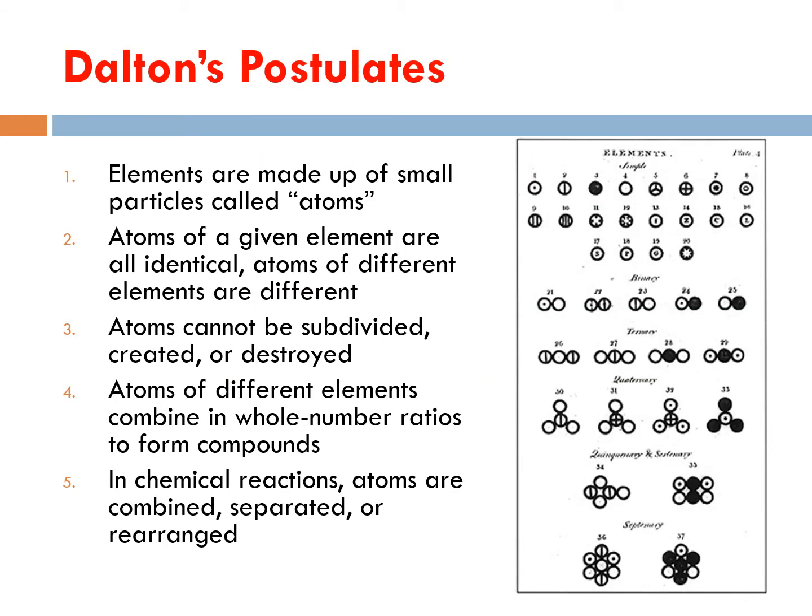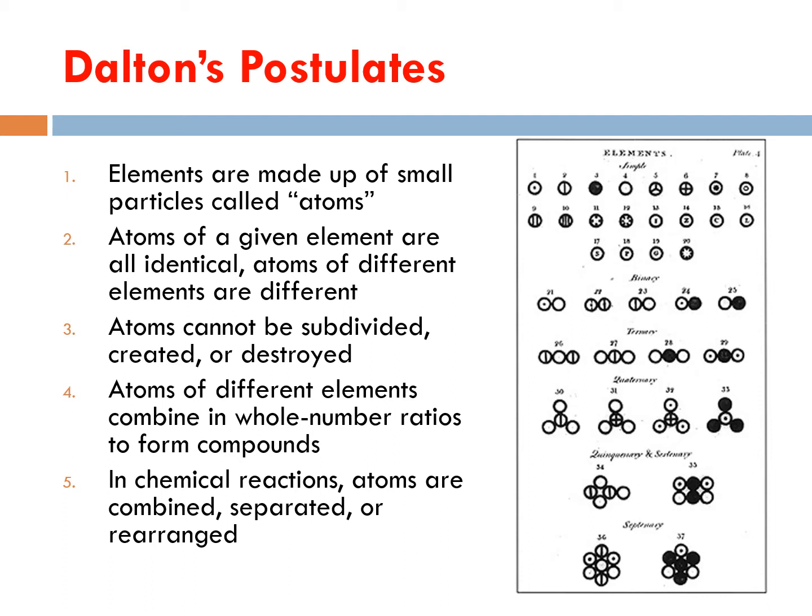So he comes up with 5 different postulates based on these. Elements are made up of small particles called atoms. Atoms of a given element are all identical. Atoms of different elements are different. Atoms cannot be subdivided, created, or destroyed.